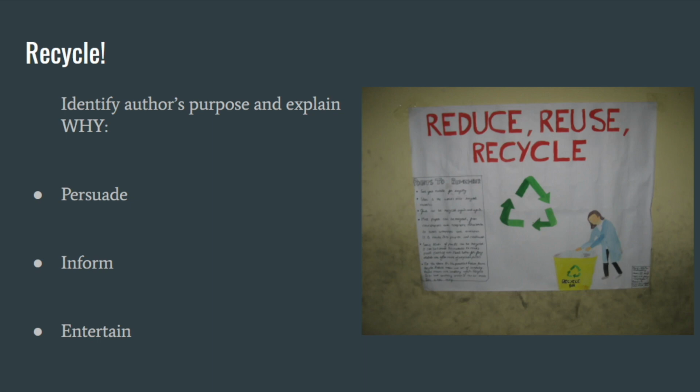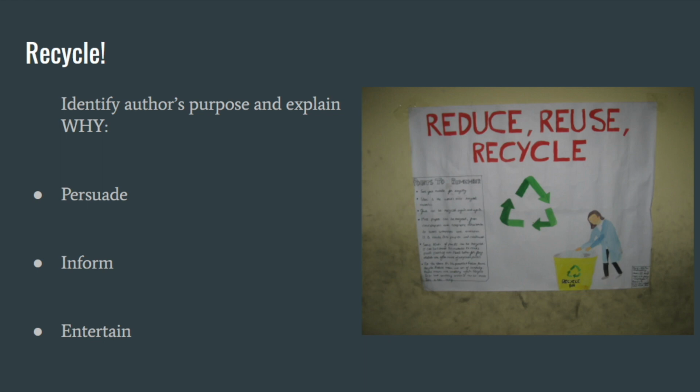Let's think, is this to persuade, to tell us what to do? To inform, give us facts, statistics, and information? Or entertain, to tell us a fun story, to exist merely for the purpose of existing? To me, I see right here three things that I'm being told I should do, namely reduce, reuse, and recycle. So because the author is telling me what I should do, we can identify this as persuasive writing. We can identify this as the author persuading the reader.